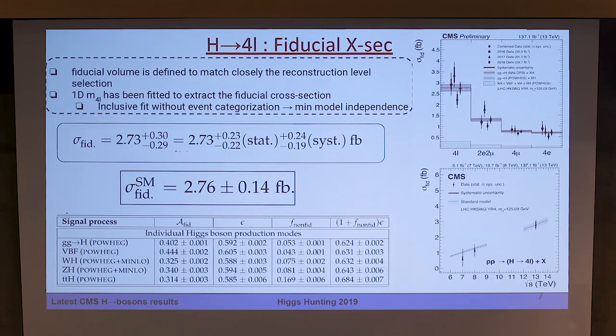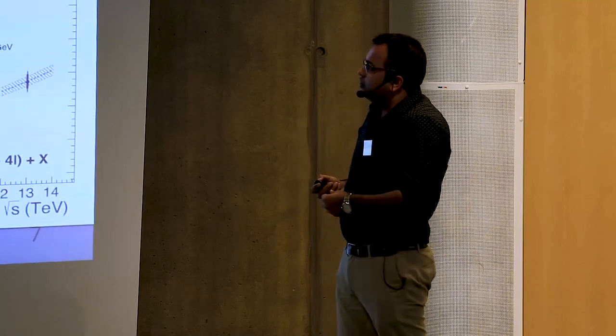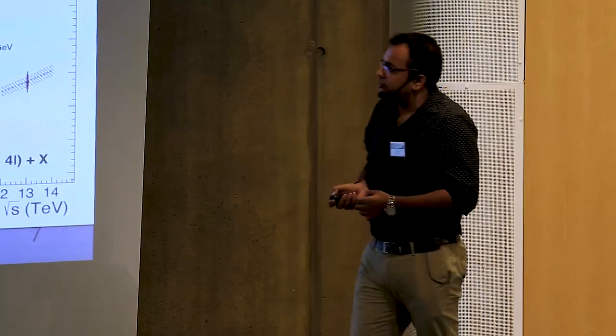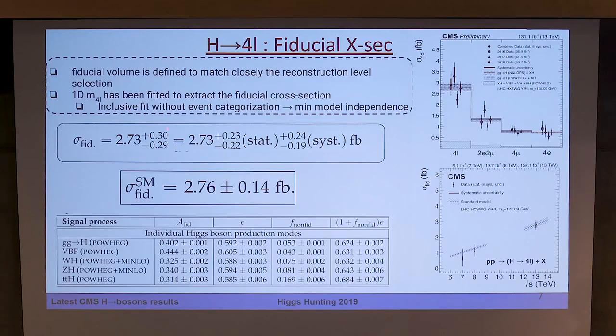So these are the fiducial cross sections. A fiducial volume is defined to match closely the reconstruction level selection. In this case, to minimize the model dependence, a 1D 4 lepton invariant mass has been fitted to extract the cross section, and this is the result. You can see it's 2.73, with the statistical and systematic errors close by, and this is the theoretical cross section.